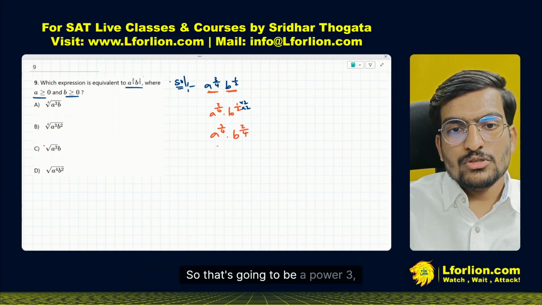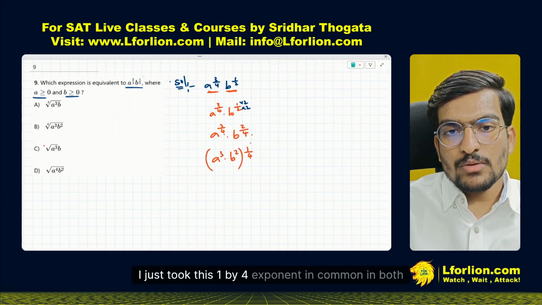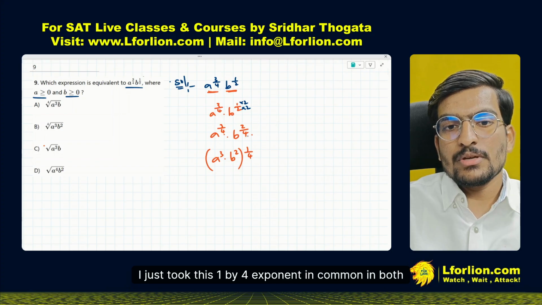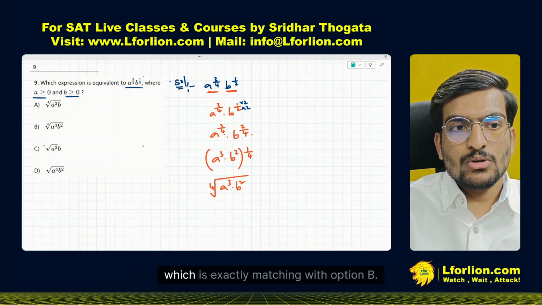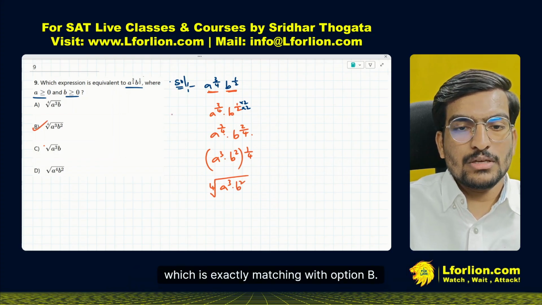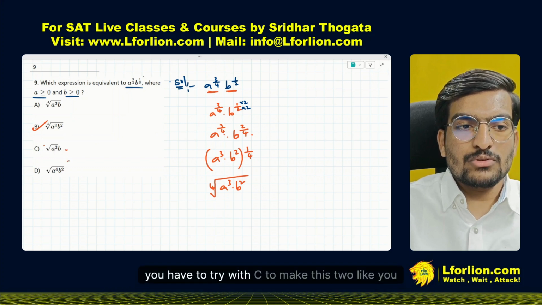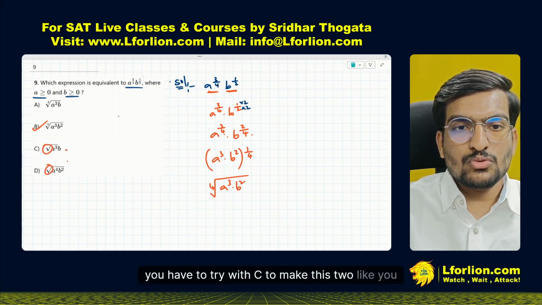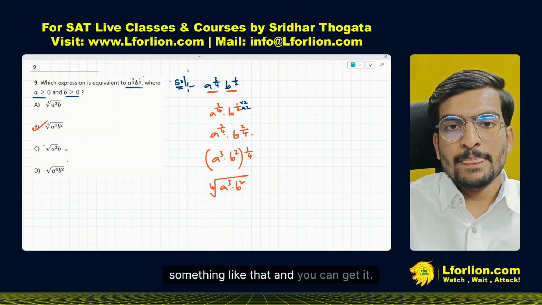So that's going to be a power 3, b power 2, and whole power 1 by 4. I just took this 1 by 4 exponent in common in both and wrote it outside. So that's the fourth root of a power 3, b power 2, which is exactly matching with option b. This is one option. If this doesn't work, you have to try with c to make this 2, like you just have to divide it by 2, something like that, and you can get it.